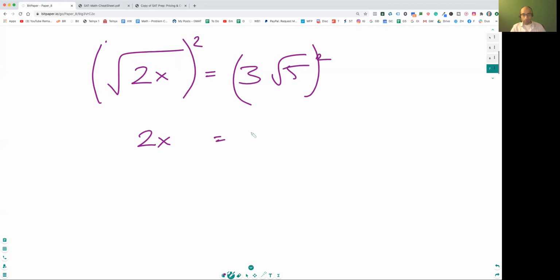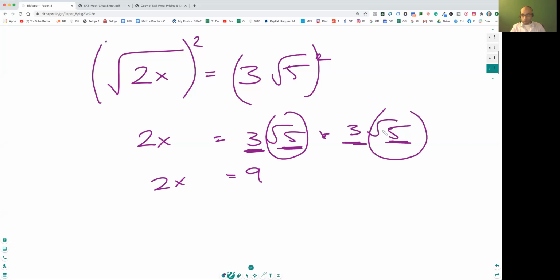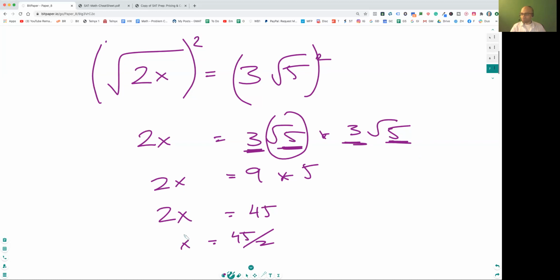Now let's try to calculate what this is. 3 square root of 5 times 3 square root of 5, okay? And so your answer is going to be 2x is equal to 3 times square root of 5 times 3 times square root of 5. Well done, Ben. Yes. So this times this is 9, and then square root of 5 times square root of 5 is 5. Okay, so that's 45, and 2x is equal to 45. So x is equal to 45 over 2. All right, well done, Mimi, CG, Ben, excellent. I'm going to give another very similar problem.